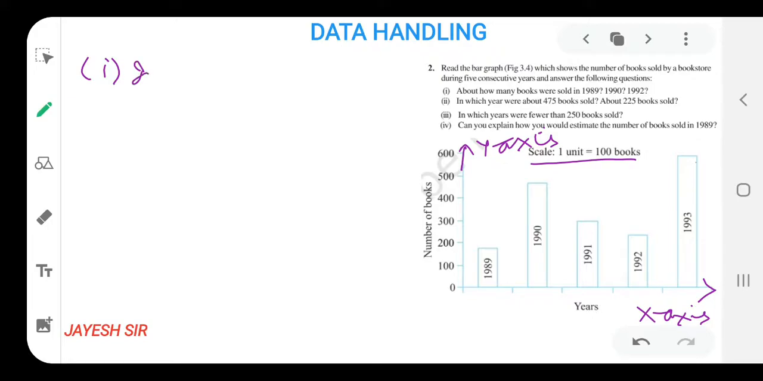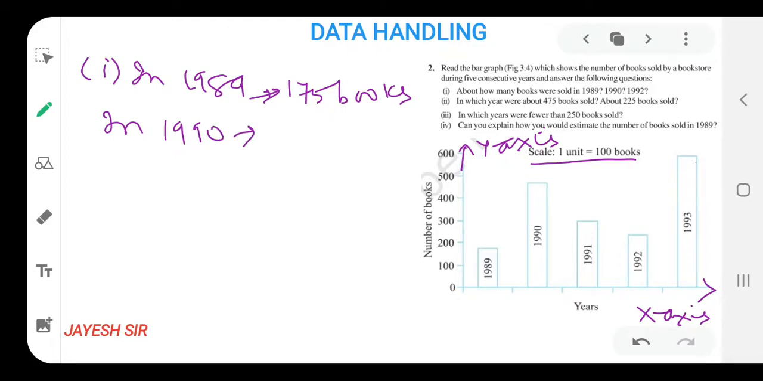In 1989, we can say that near about 175 books were sold. How many books were sold, friends? 175 books were sold in 1990. 475 books were sold. So I am writing like this.